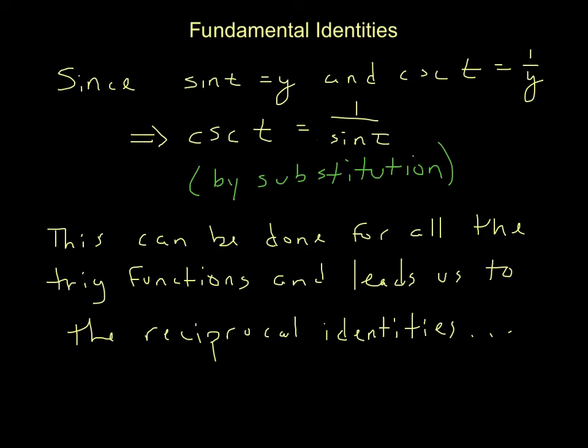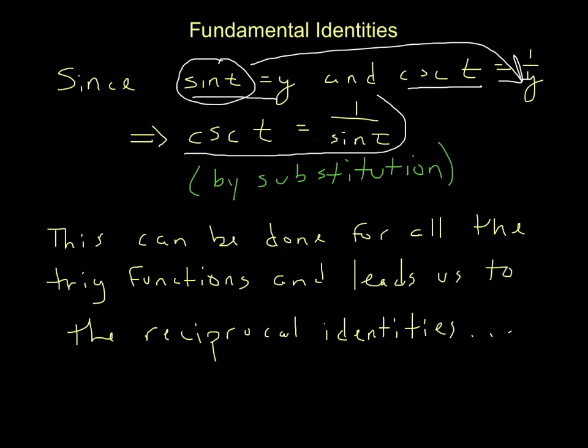Okay. We've got a few what are called fundamental identities, and these pretty much make sense if you think about them. Since we know that sine of t is equal to y and that cosecant of t is 1 divided by y, if we were to take this sine of t and substitute that in place of y, that would give us cosecant t equaling 1 divided by sine of t by simply doing some substitution. And this type of substitution can be done for all of the trig functions and leads to what we call the reciprocal identities.